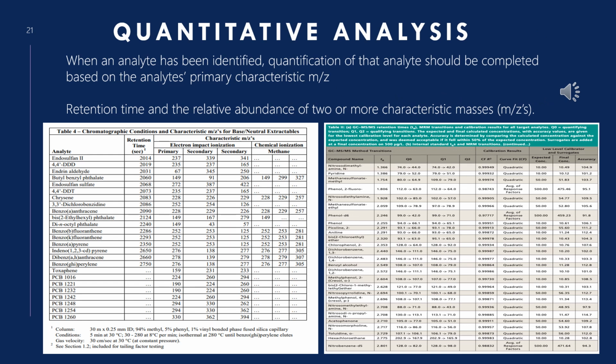Finally, the last step of the method is the quantitative analysis. So once your analyte has been identified, you should quantify the analyte based on the analyte's primary characteristics. The EPA does also provide a table which specifies each analyte's primary characteristic, as you see here on Table 4. And for your final report, you should not only include the primary characteristic, but also the retention time and the relative abundance of the characteristic masses for each analyte, as you see in Table 2 towards your right, and that should be included in your final report for your findings.